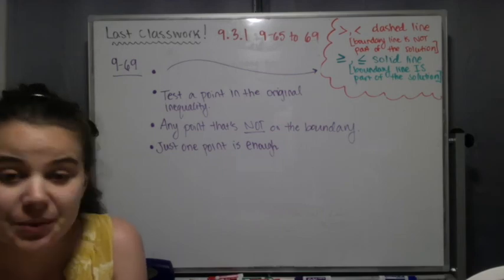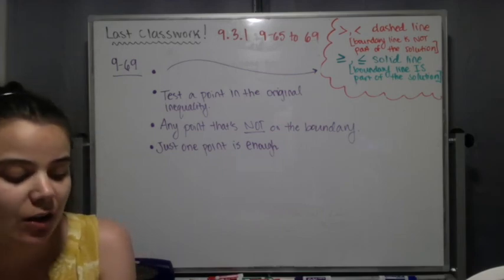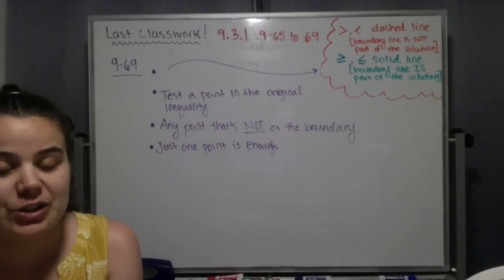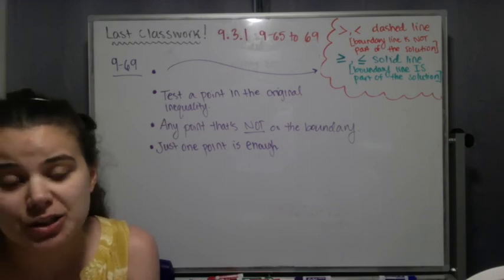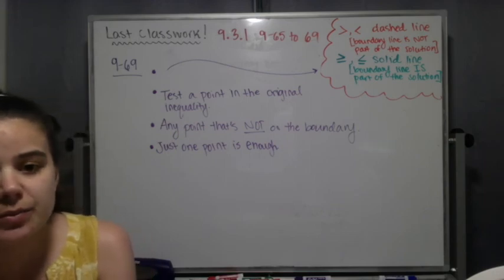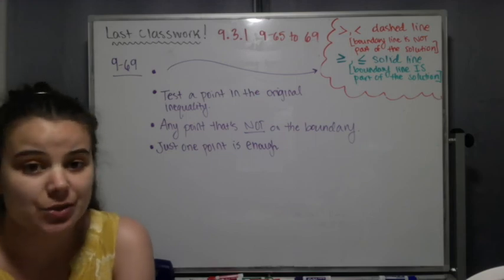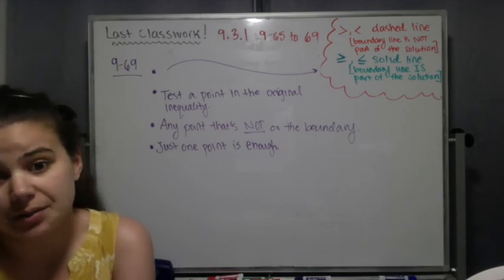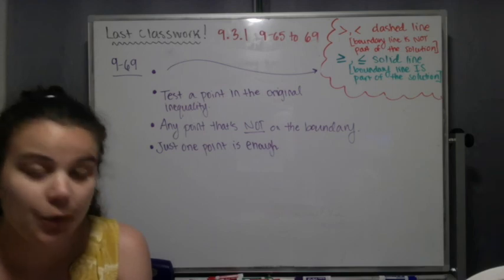It doesn't really matter what points that you test, as long as they aren't on your line. So 0, 0, and 1, 1 are usually nice options if you can use them to test in your inequality, but you don't have to use those as long as they're not on the line. And you only need to test one point.